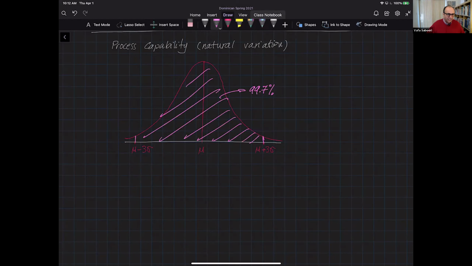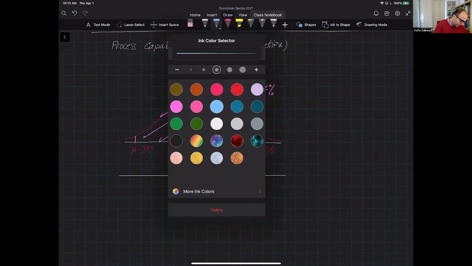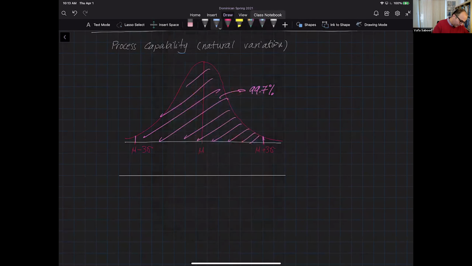Now, the process capability is a comparison between this variation of the process and the design specifications. So basically we take this natural variation in the process and compare it with the design specifications. So what do I mean by design spec? Let's take a look. Suppose that this is my process, and suppose that this is my specification. My lower specification limit is right here, and my upper specification limit is here, okay? So you see that the design specification and my variation are exactly the same.